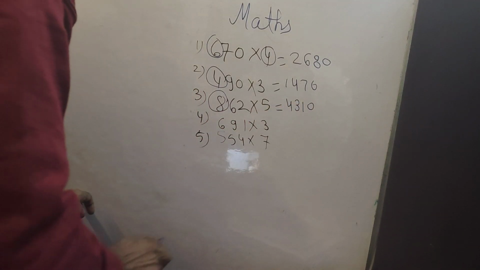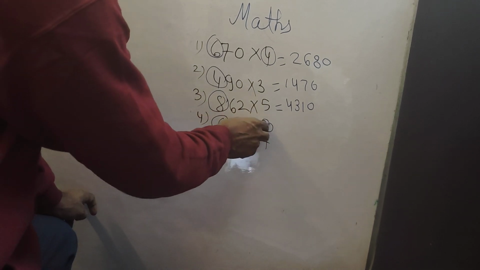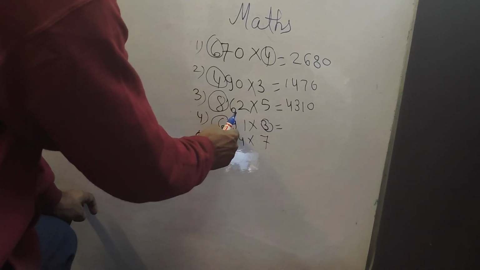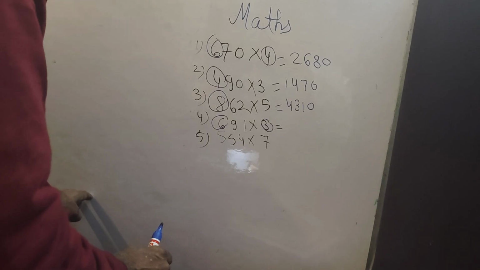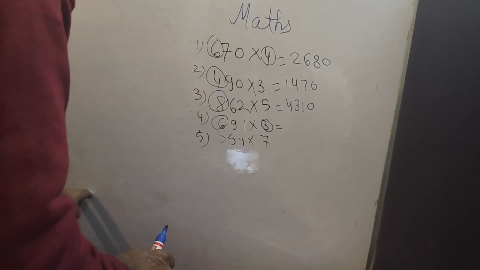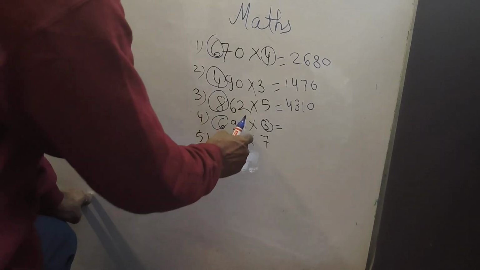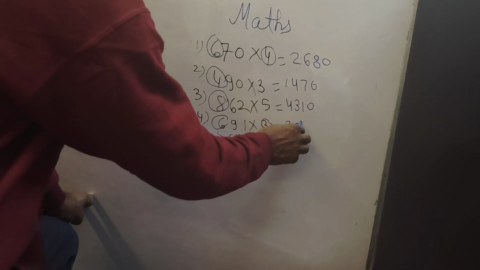Next is 691 times 3. So 600 into 3 is 1800. 1800 put in your mind. Now 90. This 9 has place value 90. So 90 into 3 is 270. So 1800 plus 270 is 2070. 2070 plus 3 times 1 is 3. So 2073.